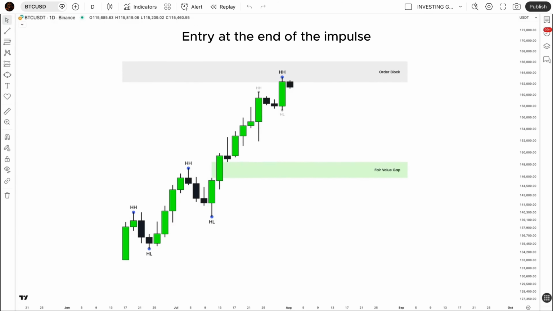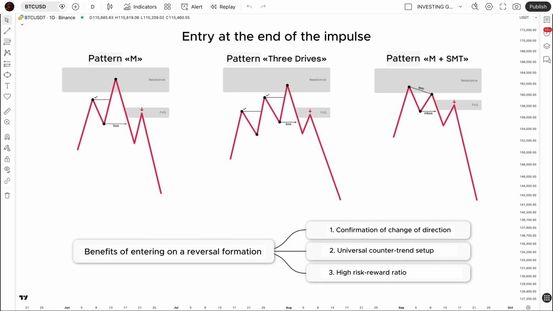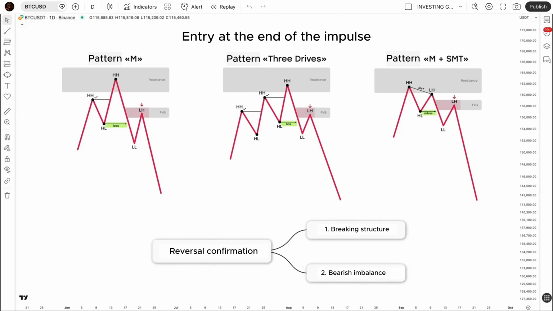In such conditions, a downside expectation forms, but opening a trade requires extra confirmation via a reversal pattern, M3 drives or M plus SMT. These form at almost every reversal, so entry occurs only after they have fully developed. This provides us with several advantages. Reversal confirmation, which protects against entering too early, a high probability universal setup for counter-trend short positions, and a high risk-to-reward ratio. Two key signs to watch for are a break in structure when a structural higher low is updated and a fresh bearish imbalance.